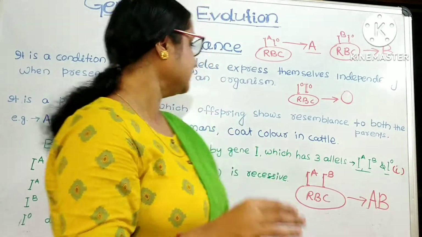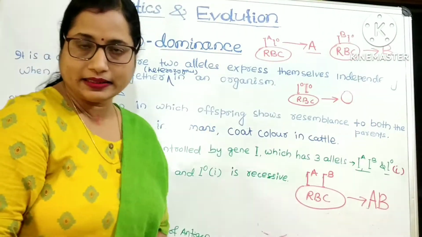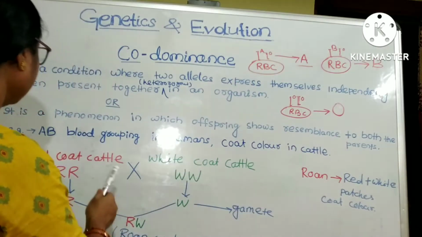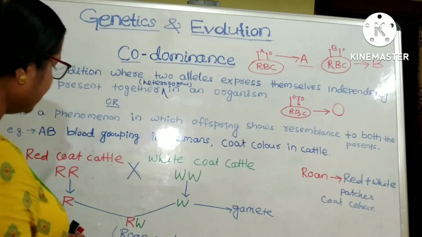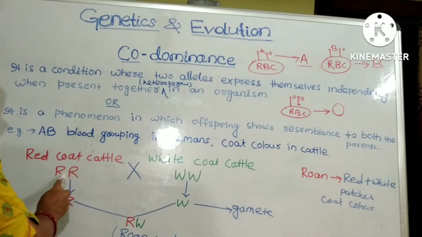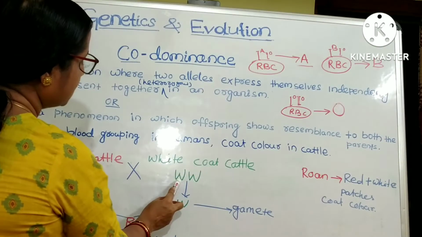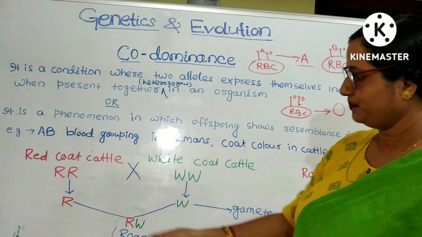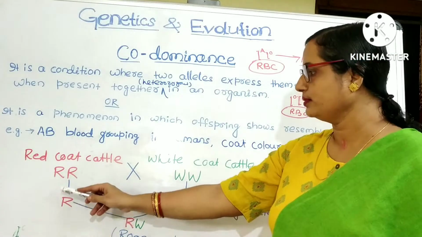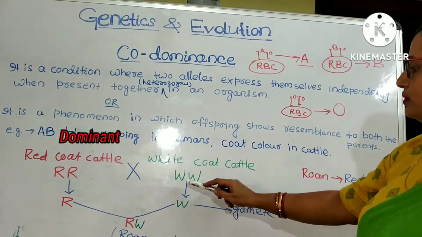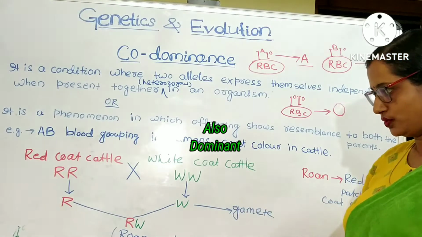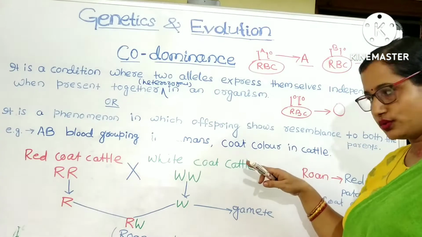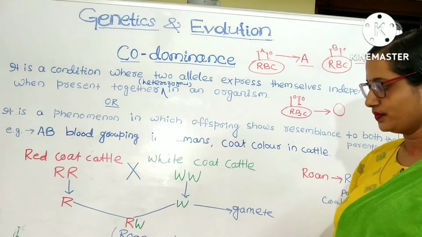Let's see another example, that is coat color in cattle. When a red coat color cattle is crossed with a white coat color cattle, the genotype of the red coat is capital R and of the white coat color cattle is capital W. They will produce gametes: capital R from capital R and capital W from capital W. When we cross both the red coat color and white coat color cattle, in the F1 generation we can find the roan coat color cattle.